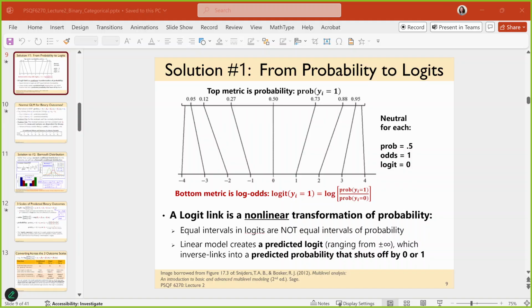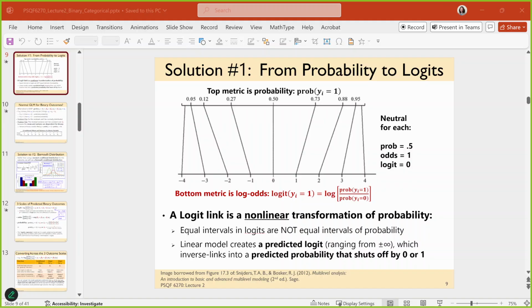So logits take that predicted probability and turn it into something that is truly continuous. That way, when you have a regression slope, it can keep going and going and going and predicting logit, logit, logit, logit. But when you back translate that into probability, the probabilities stay between their boundaries of 0 and 1 where they're supposed to be.